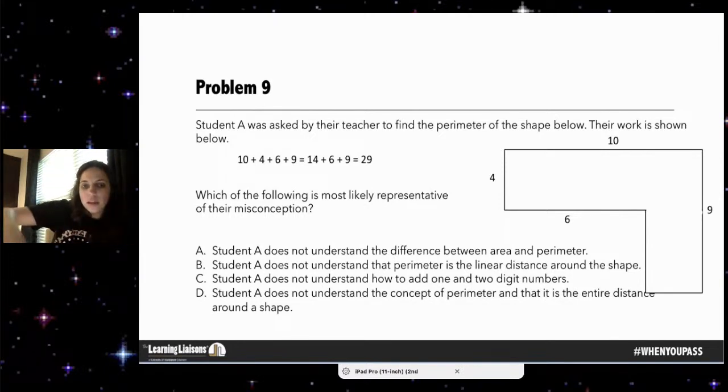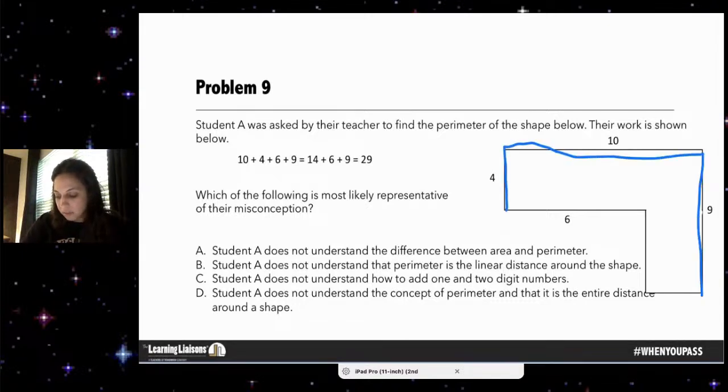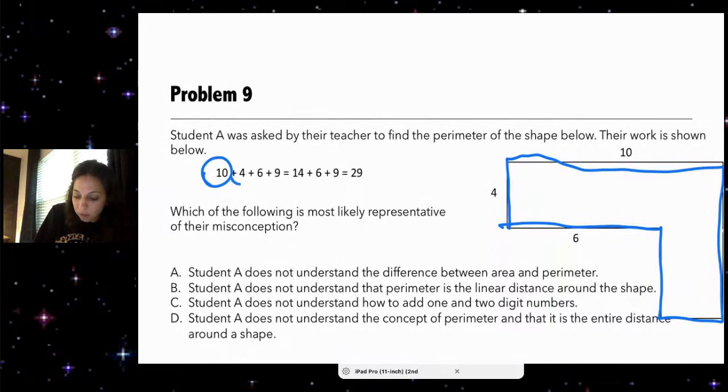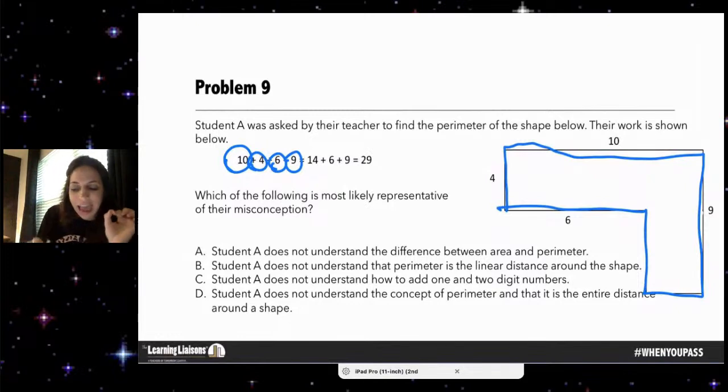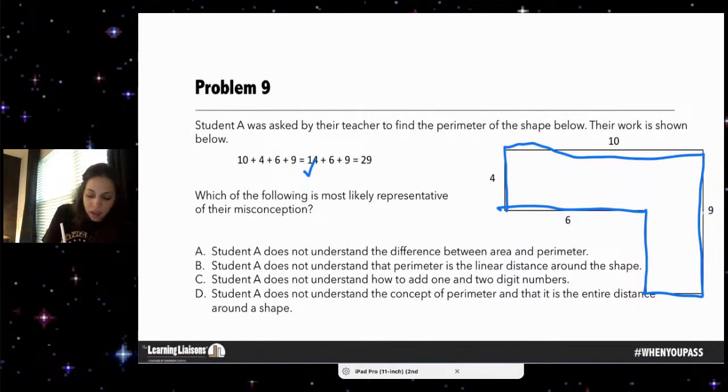So, they were asked to find perimeter. Let's keep in mind, perimeter is this plus this plus this plus this plus this plus this. So the student did 10 plus 4 plus 6 plus 9. I'm going to confirm that the student added correctly. So 10 plus 4 is 14, check. 14 plus 6 is 20, 20 plus 9 is 29. The student understands how to add.